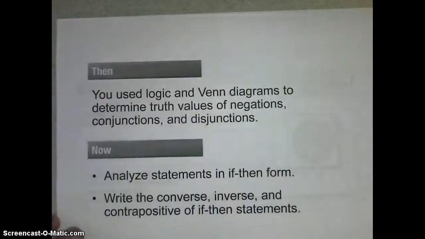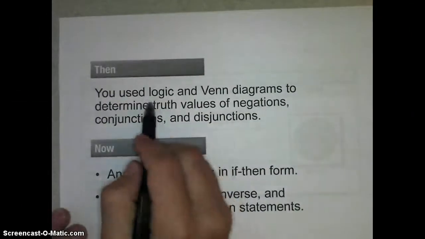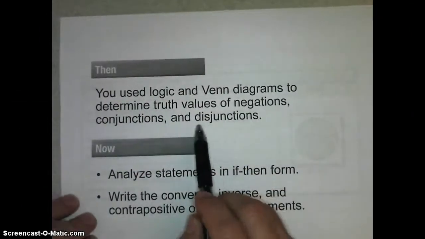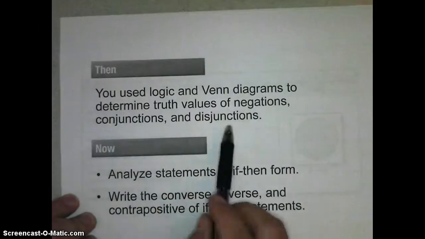Hello and welcome to Lesson 2.3 where we're going to be talking about conditional statements. Now conditional kind of refers to, you might think of a condition that needs to be met in order for something else to happen, and that's going to be the main idea here. Previously, we used logic and Venn diagrams to determine truth values of negations, conjunctions, and disjunctions.